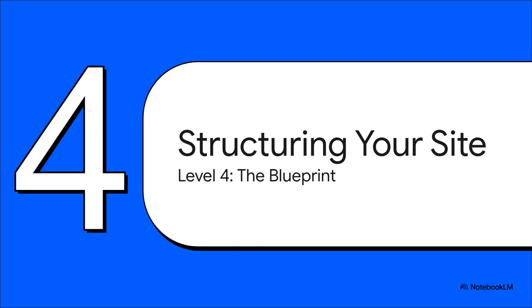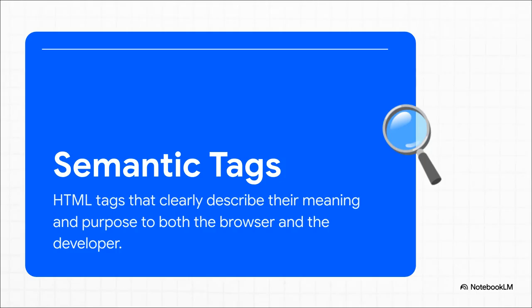Okay, so individual tags are great for little pieces of content, but a really well-built website needs a logical structure, right? Just like our house needs different rooms and floors, not just a pile of bricks. So it's time for level 4, building the blueprint. And the way we do this is with something called semantic tags.